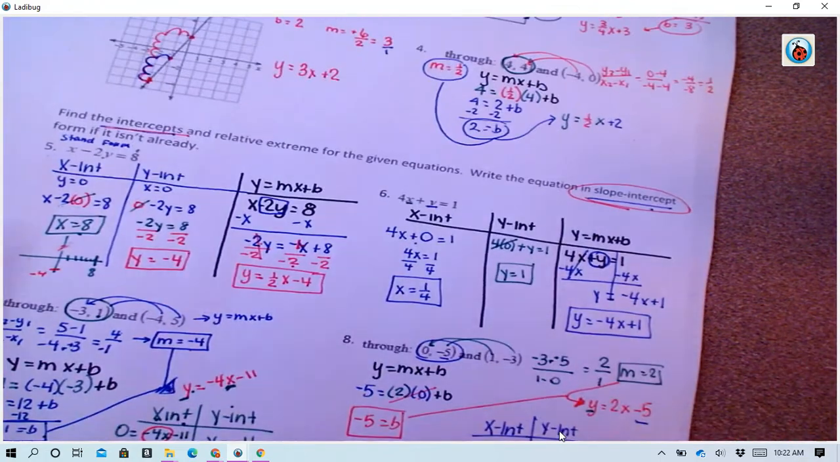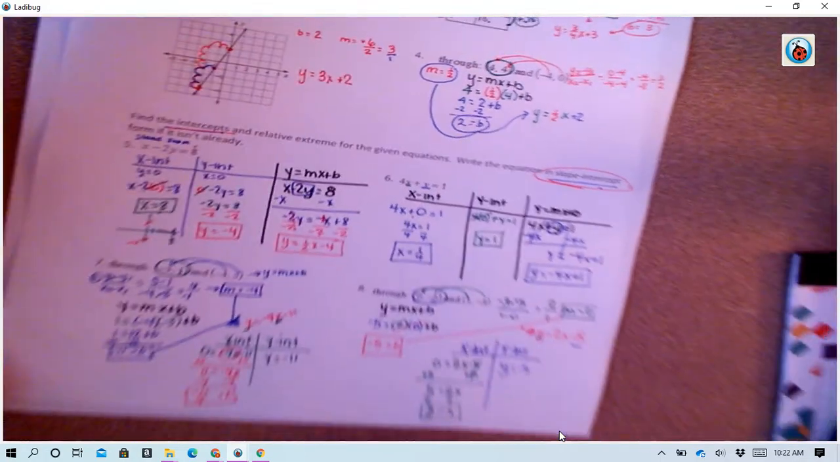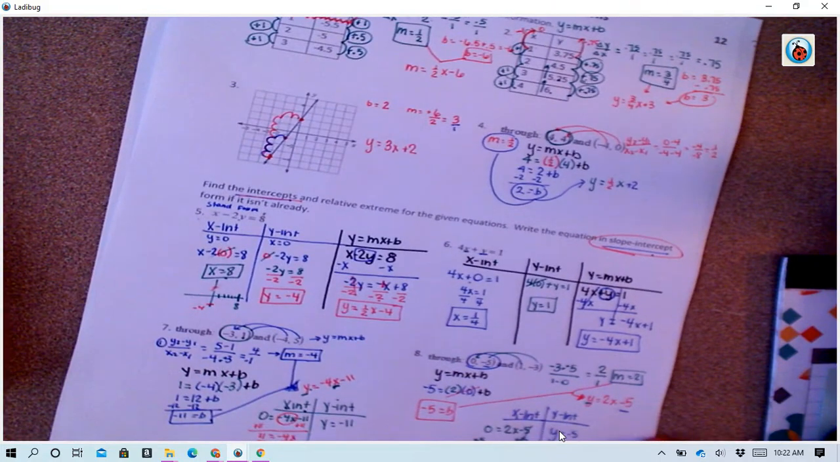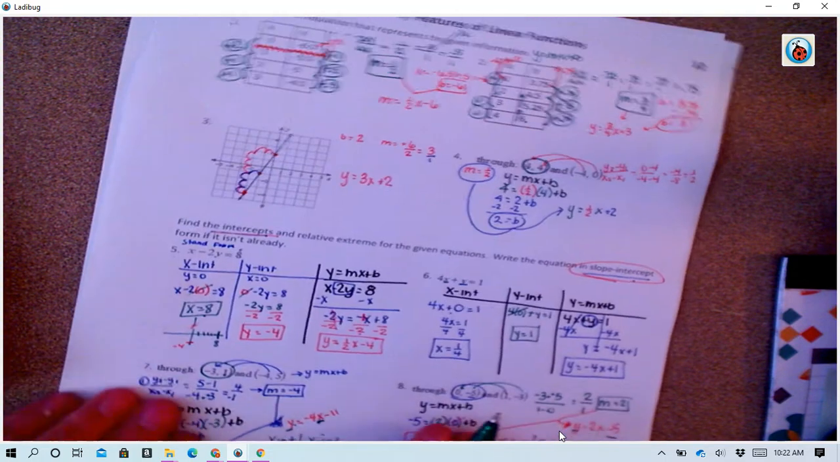So make sure you have the front of page 12 all written down. It looks something like this. We are going to add to the back of it. Okay, flipping over, we need to discuss end behavior. So let's talk about end behavior.